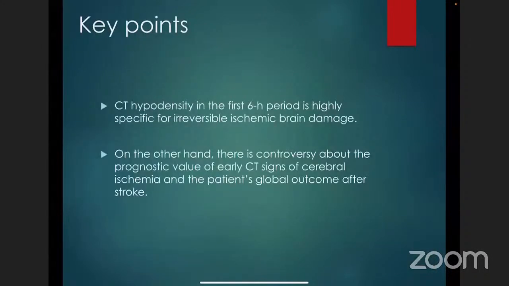Key points: CT hypodensity in the first 6 hours is highly specific for irreversible ischemic brain damage. On the other hand, there are controversies about the prognostic value of early CT signs of cerebral ischemia and the patients' global outcome after stroke.